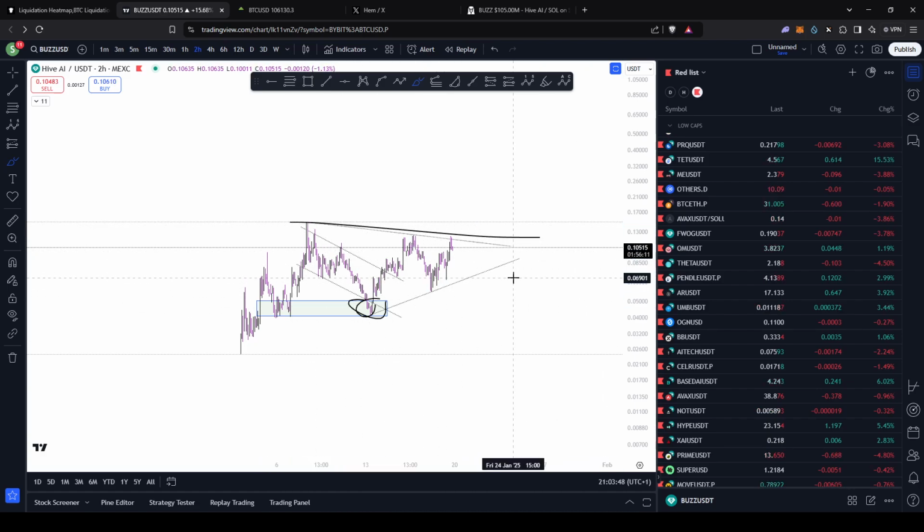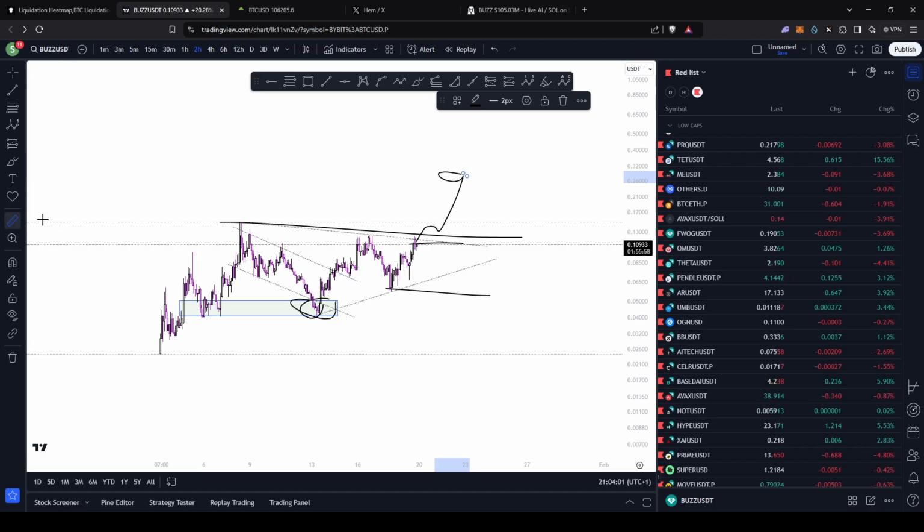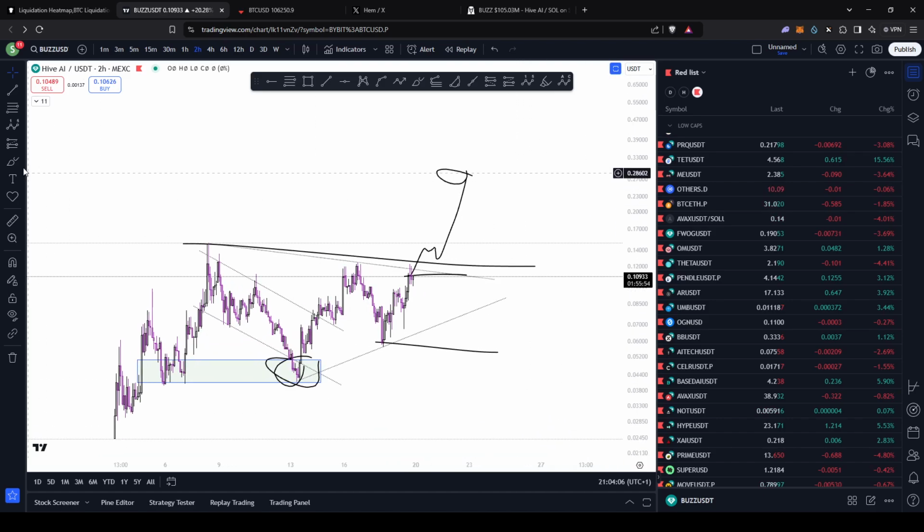I do see this inverse head and shoulders. So I guess it could be worth taking a small stab here. Set the stop loss below that previous low. That's risking about 50%. And hope you do get that breakout impulsive move towards the upside for some sort of 2.5x or higher than that.